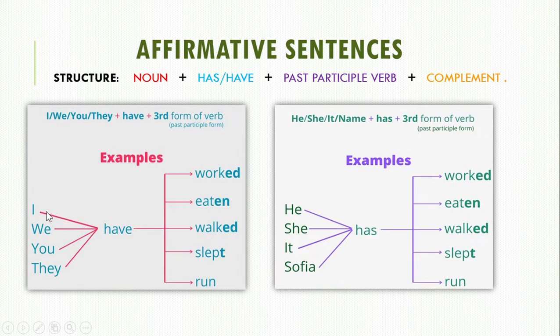Example, here we have the pronouns I, we, you, and they. With these pronouns, we will use the auxiliary have plus any past participle verb. They can be regular or irregular. As you can see here, we have worked, which is regular, eaten, which is irregular, walked, it is regular, slept, irregular, and run, which is irregular too.